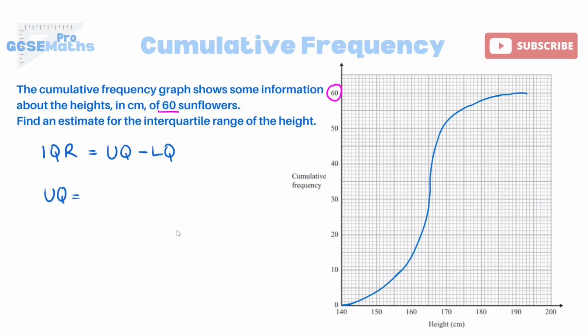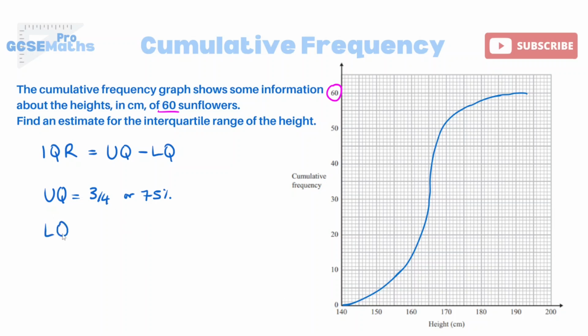relates again to the median. We said the median is the middle, which means halfway. The upper quartile is 3/4, or you might think of it as 75%. And again, it matches with the median. It's of the cumulative frequency of the total, in this case, sunflowers. So we want to know what is 3/4 of 60.